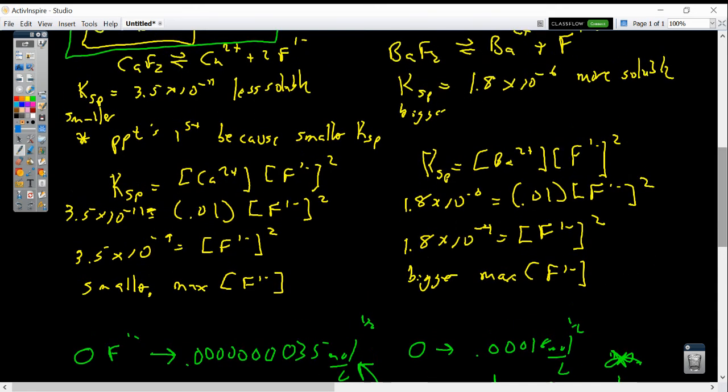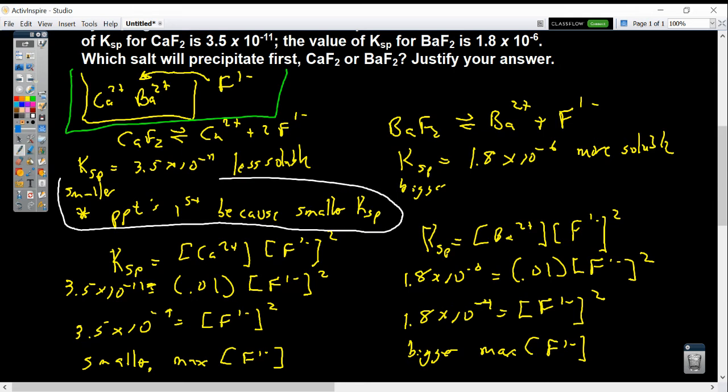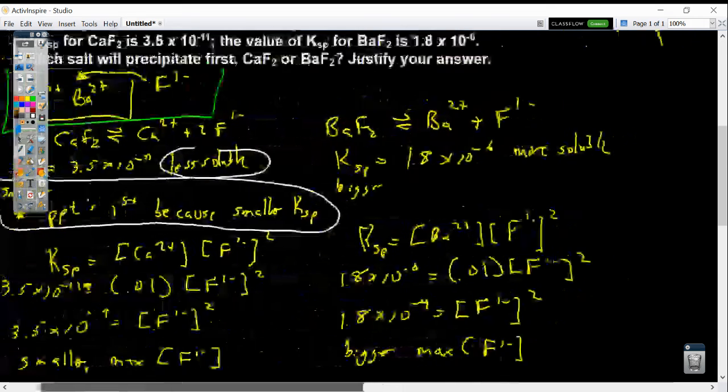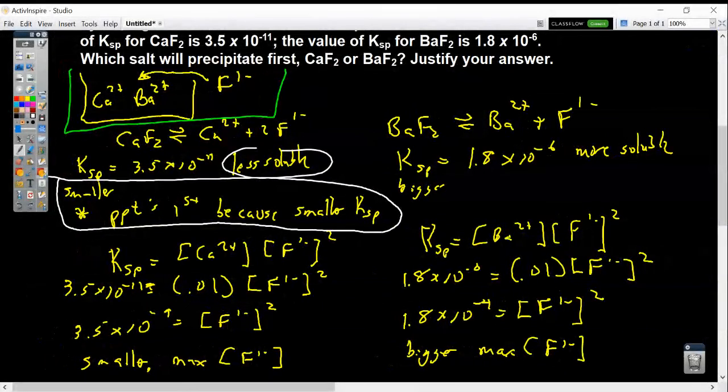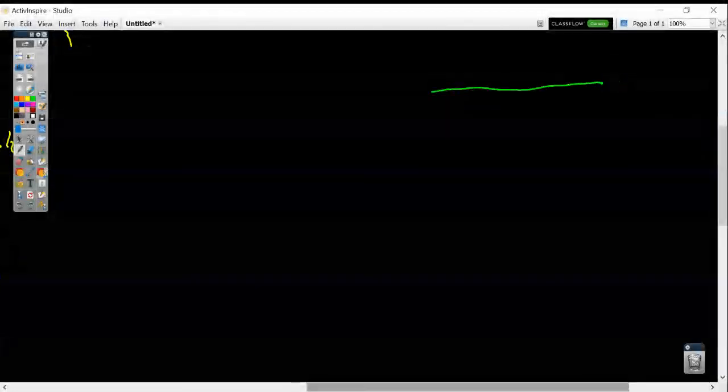Remember, don't panic about this. The main thing that you've got to take home is that smaller KSPs precipitate first because they are less soluble. On that AP test there was a follow-up question, and all they really wanted was about 2 points: 1 point to say the calcium fluoride was going to precipitate first, and 1 point because it has a smaller KSP. So smaller solubilities precipitate first. It should just make sense: things that are less soluble are going to fall out of solution first.